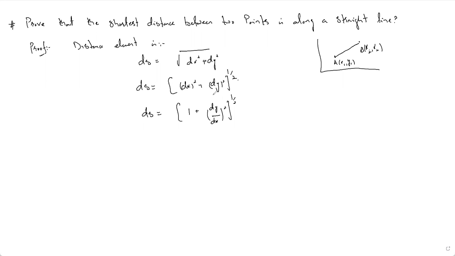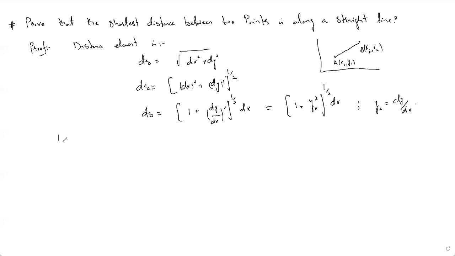And what I multiply here, dx square, its square root 1/2 will simply be dx. Or I can just write this as (1 plus y_x square) raised to power 1/2 into dx, where y_x is nothing but dy by dx.